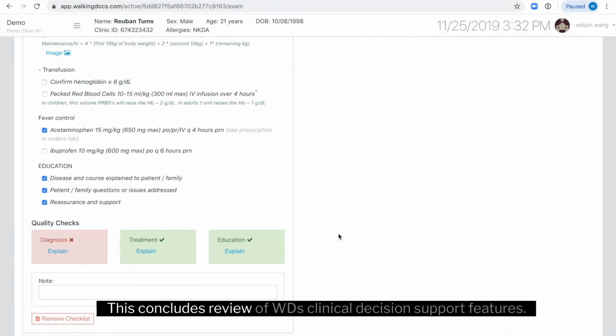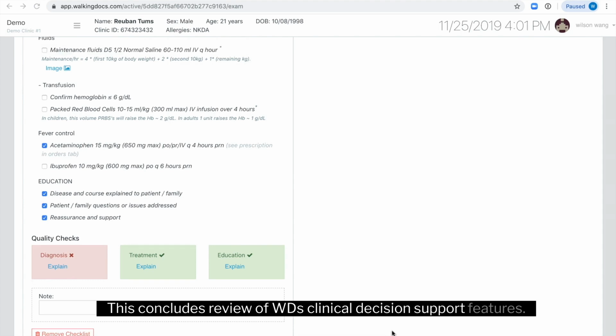This concludes review of WD's clinical decision support features. WD attempts to provide intuitive, convenient decision support to the clinician while he or she works. This allows for on-the-job learning, prompt initiation of essential diagnostics and therapies, and even life-saving corrective action.